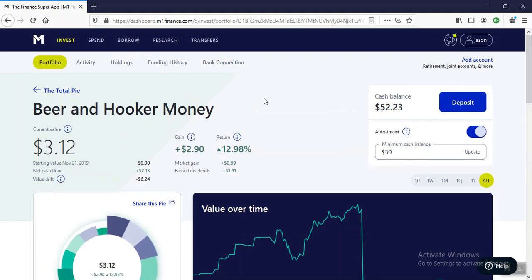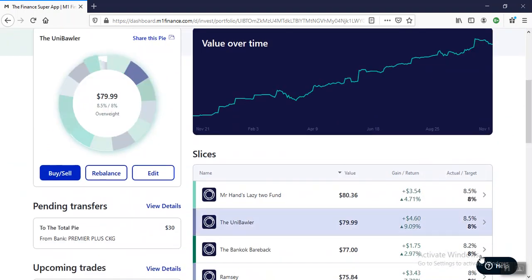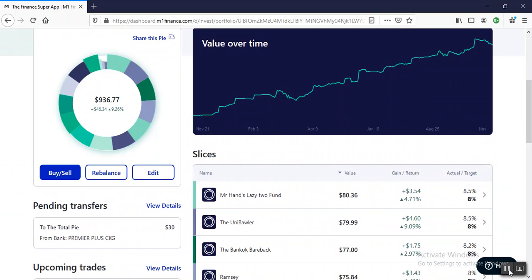So that's where we are for 11/1/2020. We would probably be christened a Thousandaire tomorrow once M1 Finance takes my $30 out.